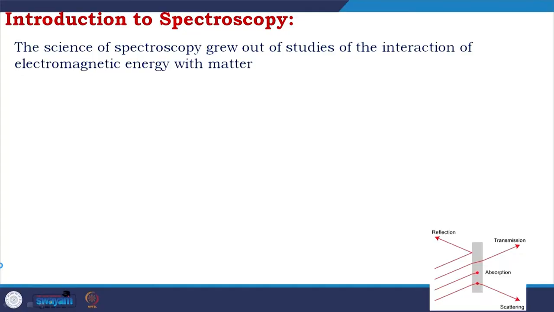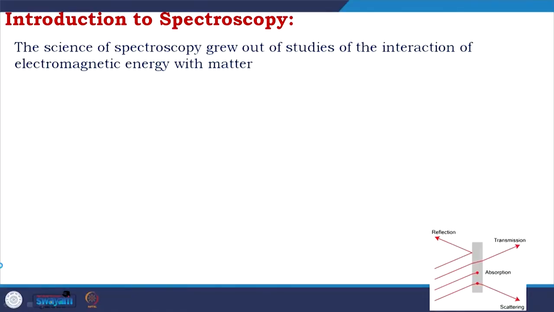The science of spectroscopy grew out of studies of the interaction of electromagnetic energy with matter. So it's the interaction, how the light rays come and interact. As you see in this picture, this interaction could be reflection, transmission, absorption, scattering. With these different types of interactions with different electromagnetic spectra, there are a number of spectroscopies. We will discuss them.